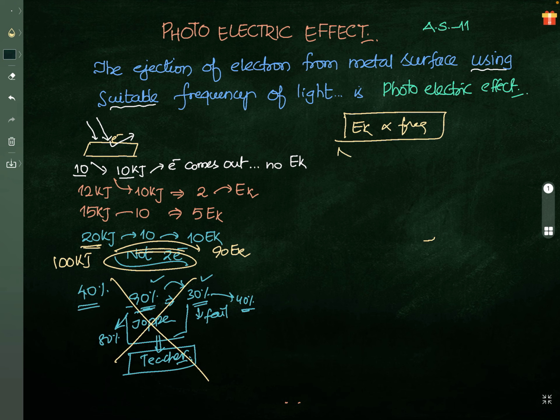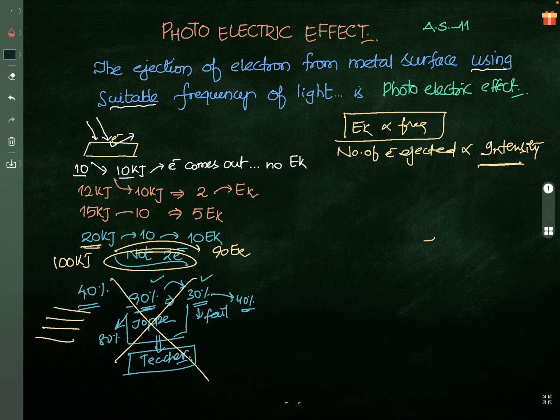And if you want to remove more number of electrons, this depends on intensity. Intensity should be more. That means more number of radiations should fall, each with the required energy. So this is another important point. Number of electrons ejected is directly proportional to intensity, kinetic energy is directly proportional to frequency.